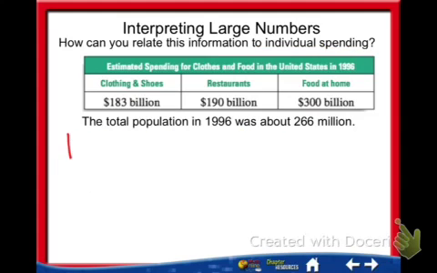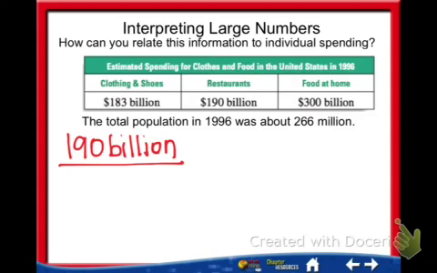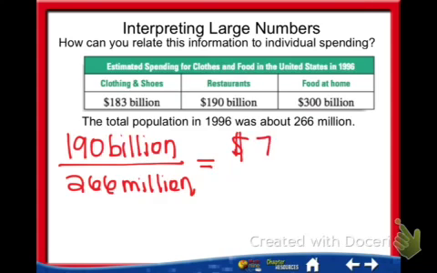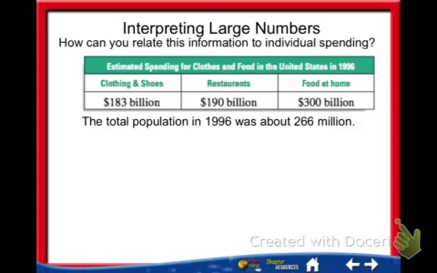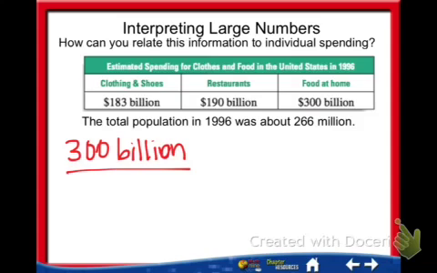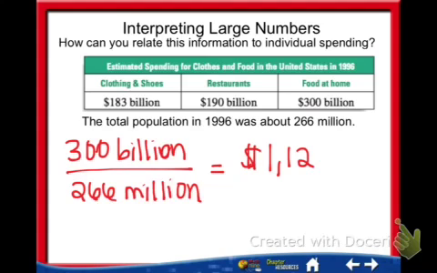Now we'll go to our restaurants. 190 billion divided by 266 million. That gives us about $714 per one person. And then food at home. 300 billion divided by 266 million is about $1,128.